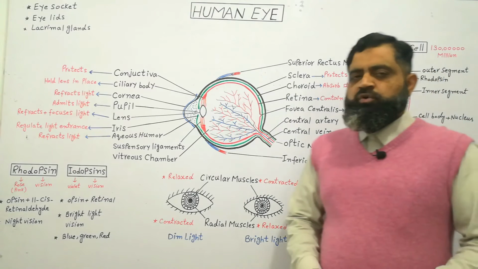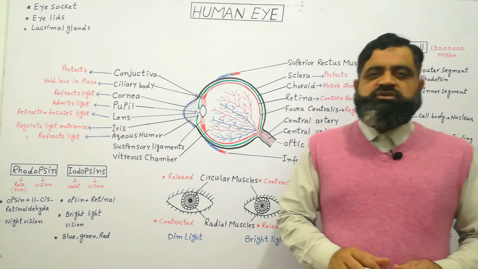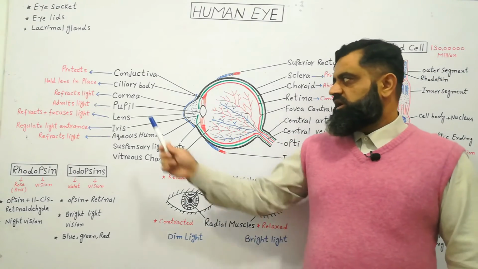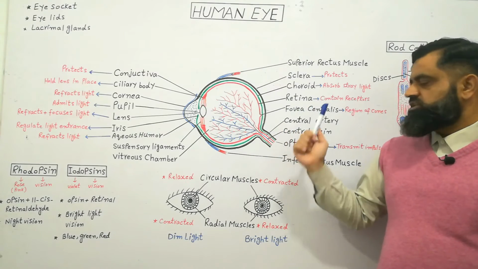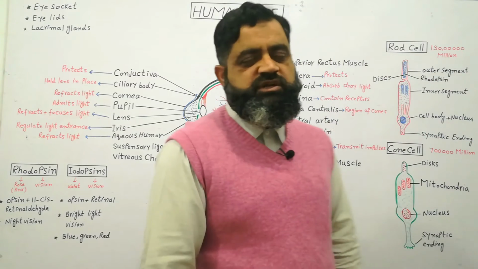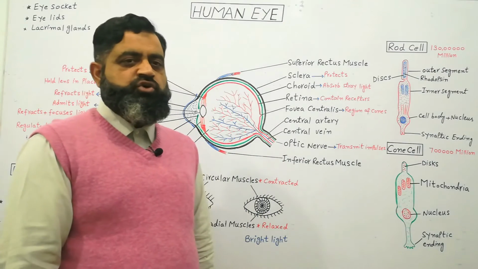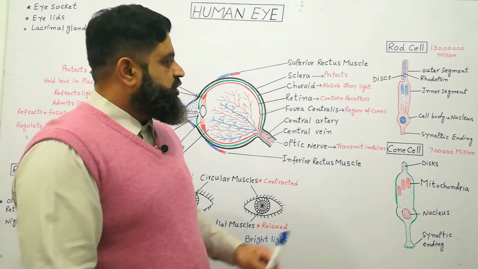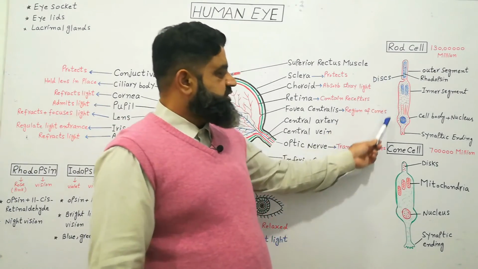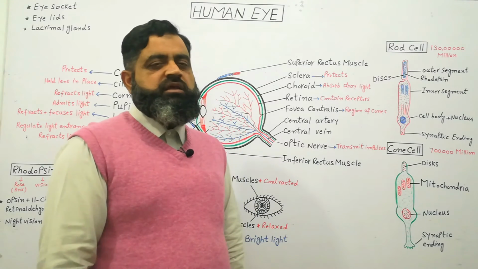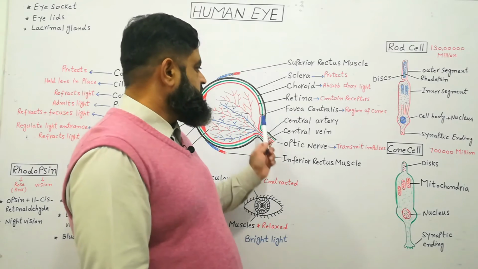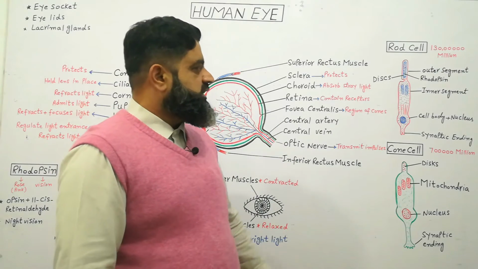Now let's talk about the retina and image formation. Whenever we see some object, the light waves enter into our eye and fall on this point which is known as the fovea centralis. Fovea centralis contains 2 types of cells, rods and cones. Rods are specialized cells which are present in our fovea. There are 130 million rod cells present in our fovea centralis.